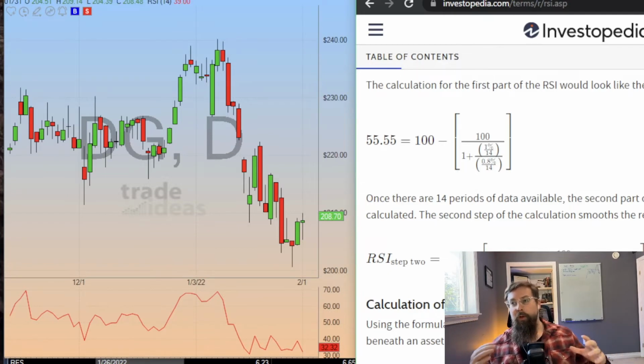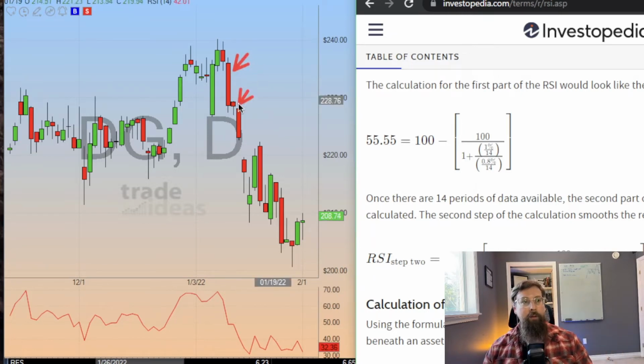So could you get this just by looking at the chart? Certainly. I have Dollar General up on the screen here, and you can see the RSI has been pushing down, and you can see all of the big red candles here on the way down, right? All of these big red candles on the way down, therefore the RSI pushes down.